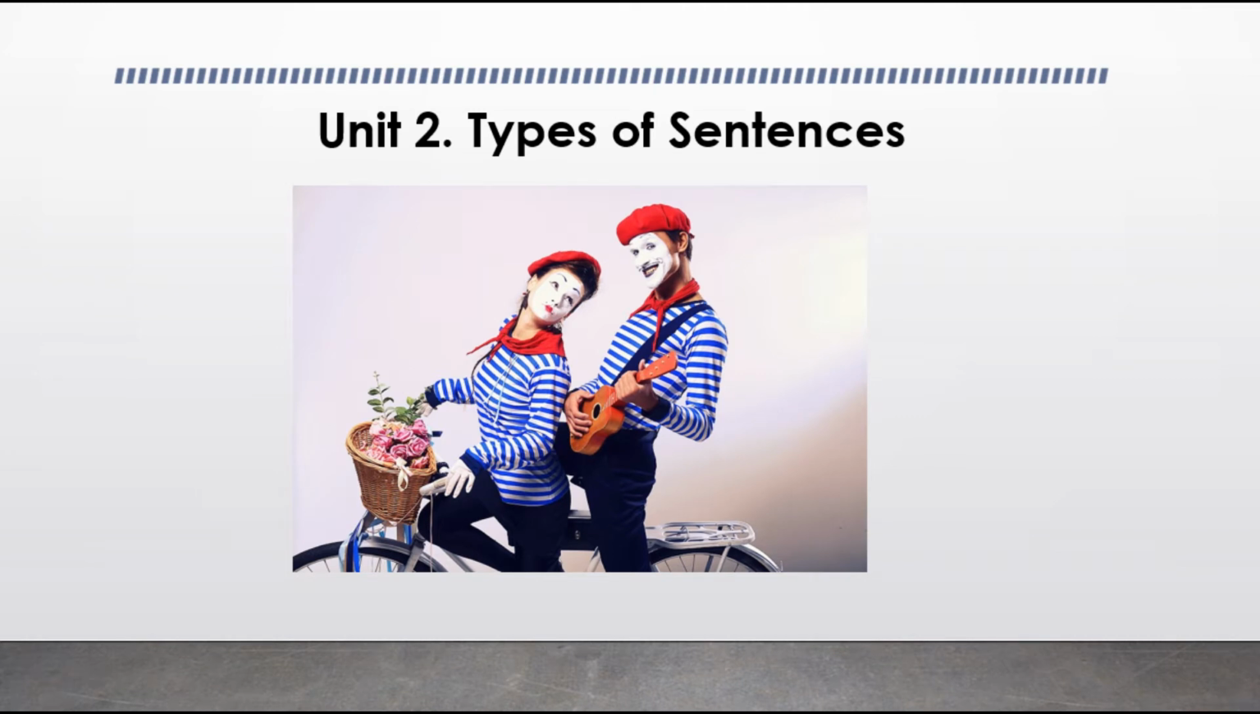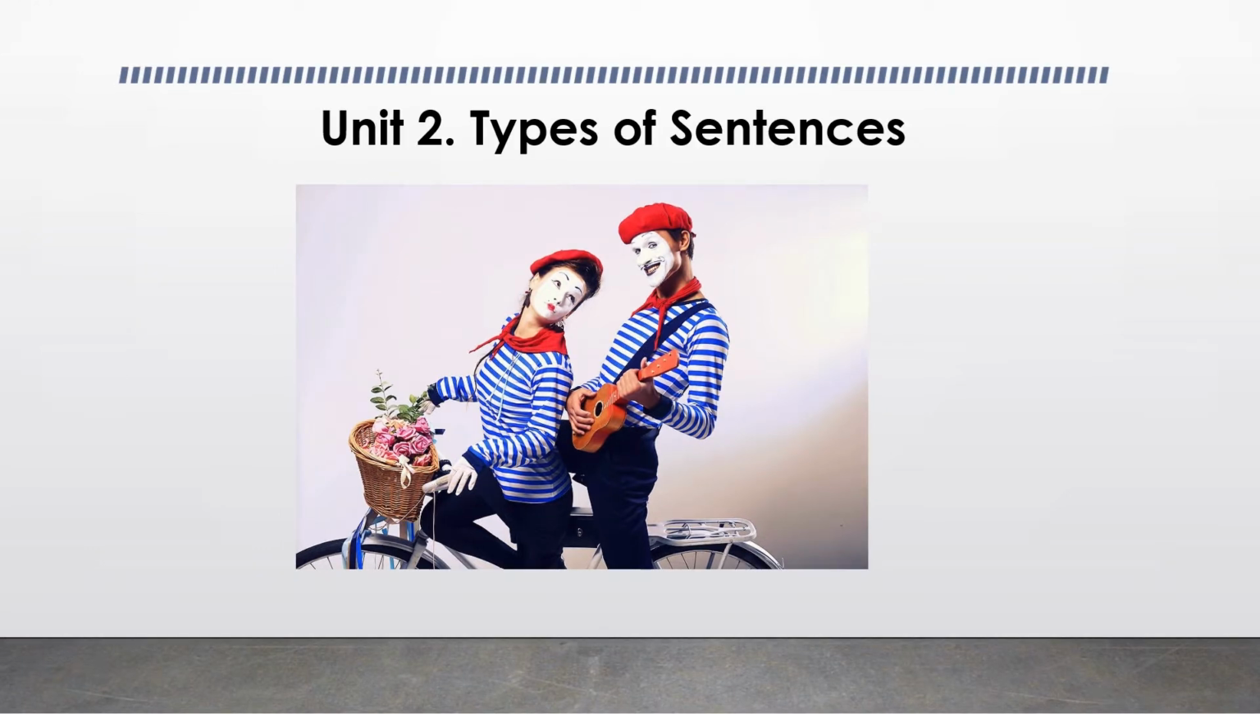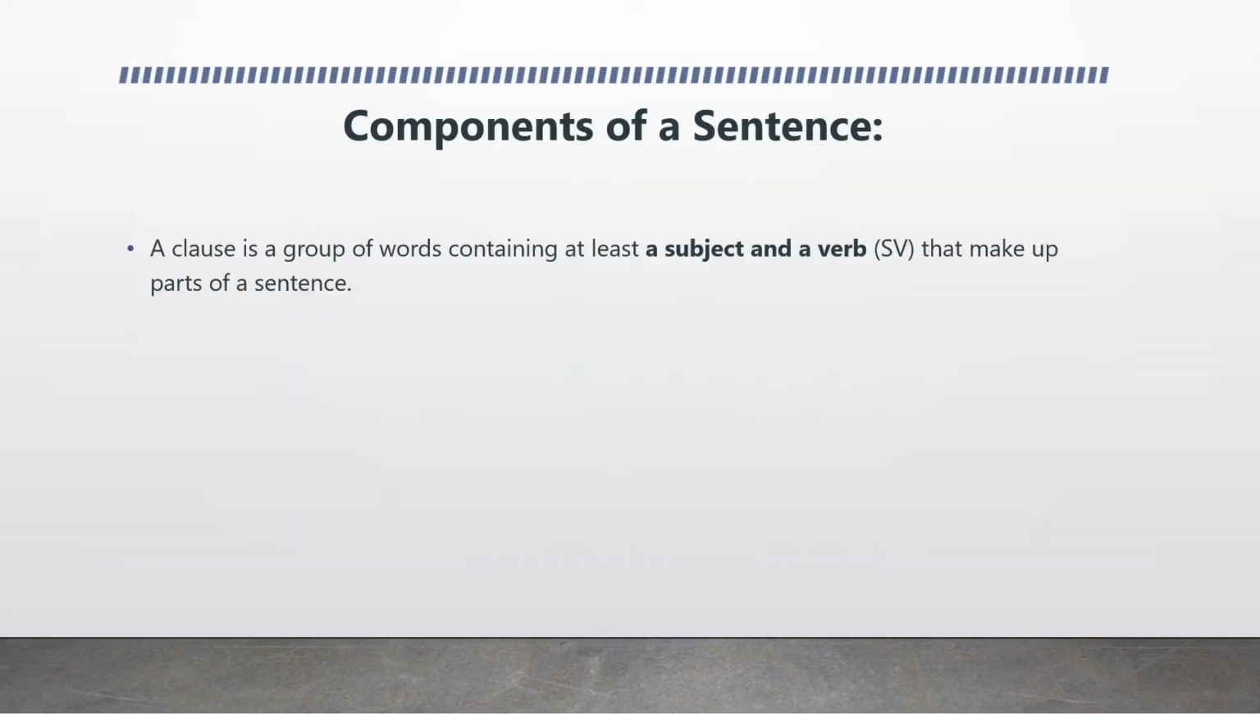In this video, we'll talk about dependent and independent clauses and types of sentences. In order to make a sentence, one needs a clause. A clause is a group of words that contains at least one subject and one verb.